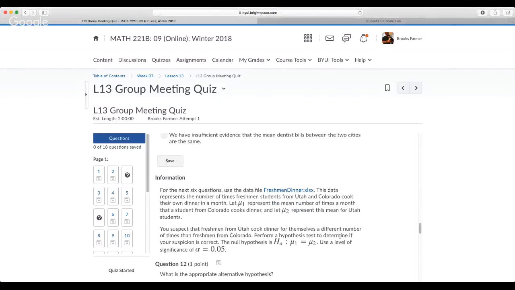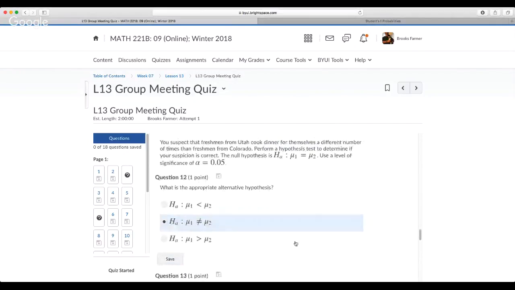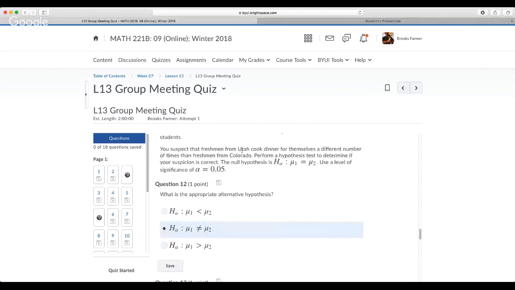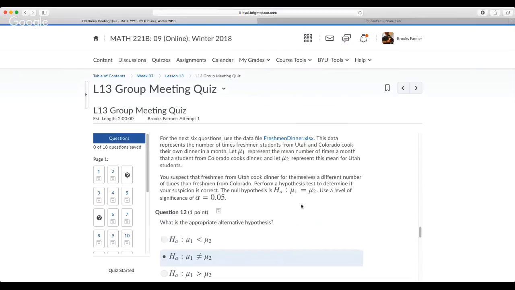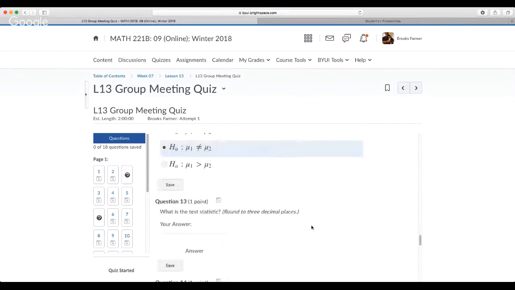That's correct. The appropriate alternative hypothesis. Why is it that? Well, because you suspect that the freshman from Utah took different cells, a different number. It doesn't say whether it's higher or lower. This is a different number. Gotcha. Okay. Yeah. In which case it's not equal to. That's easy. Test statistic is 0.845.